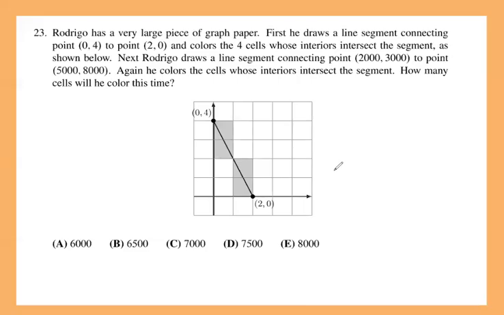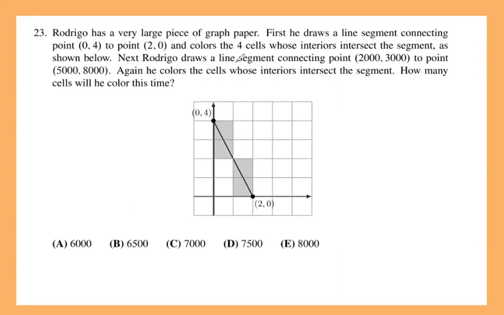Hello, everyone. So this is number 23 on the 2024 AMC. We have a large piece of graph paper, and Rodrigo is going to draw a line segment which is given, connecting those two points, and color the cells that are inside of the segment. The cells will cover the line, basically.